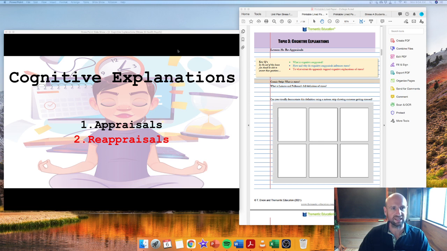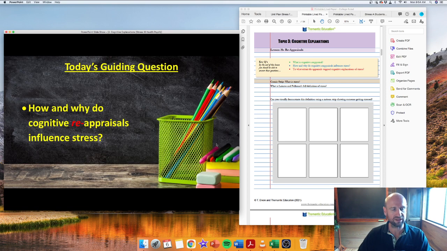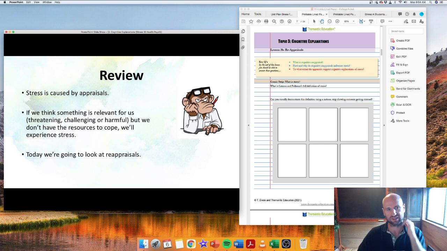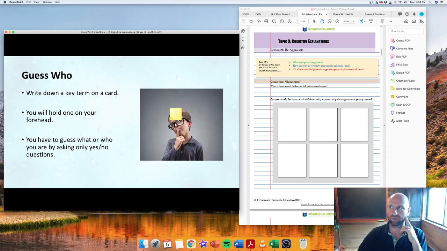So the second lesson in the cognitive explanations, we're looking at cognitive reappraisals. Okay, so we'll look at how and why reappraisals influence stress. And this is a slightly trickier question to answer. We're going to look at the biopsychosocial model of challenge and threat as well.